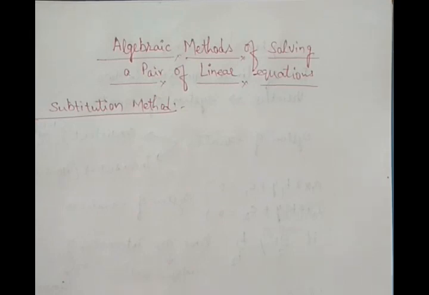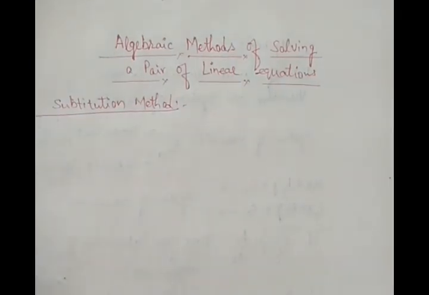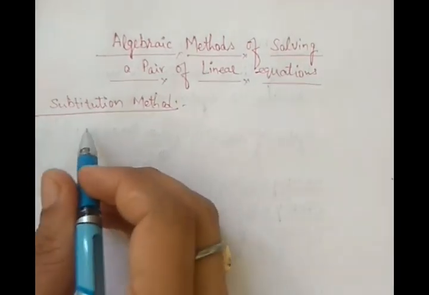So basically we have three methods. One is the substitution method, the other one is the elimination method, and the third and last one is the cross multiplication method. So let's start with the first one, the substitution method. We will try to understand the substitution method by taking one example. Let's take an easy one to start with.